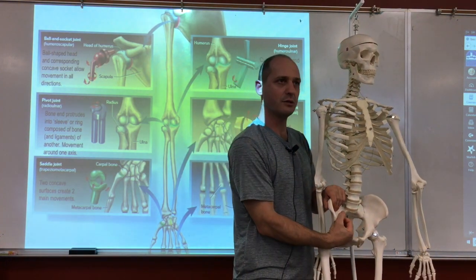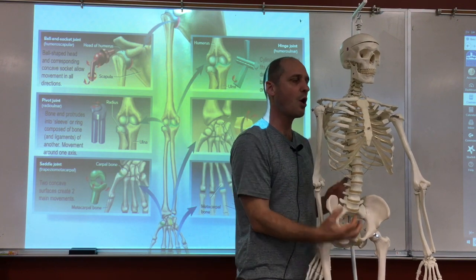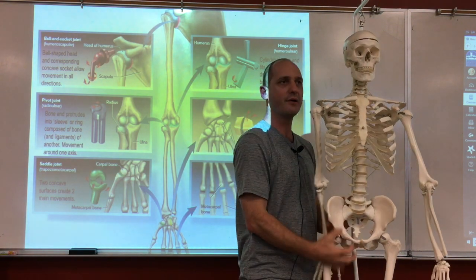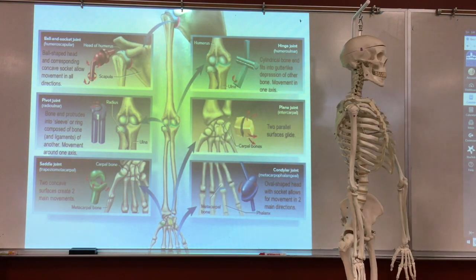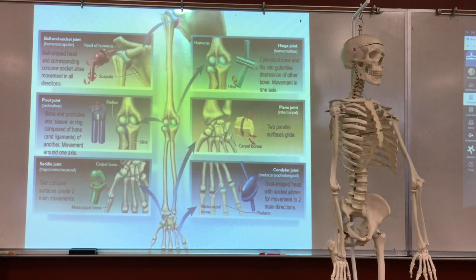But you've got strength. A lot of strength. You've got to hold this whole thing up with these joints down in here. That's a lot of strength. A finger joint, for example, basically needs to bend and straighten out.